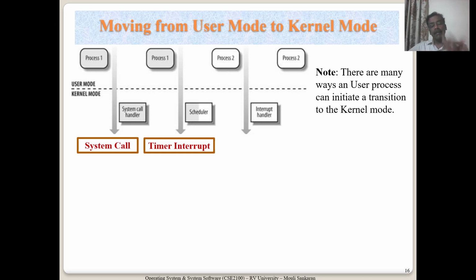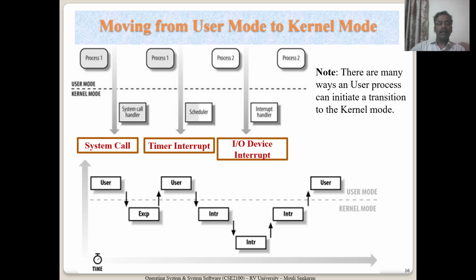When a timer interrupt happens, it's an ISR, so it's running in kernel mode. With an IO device interrupt, say any key is pressed and a keyboard interrupt comes, that is kernel mode. So these are all the different ways a user application gets into kernel mode, and then when it comes back, it is back in user mode. And if an interrupt is calling another interrupt, they will be in kernel mode.